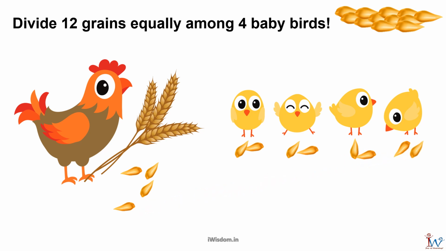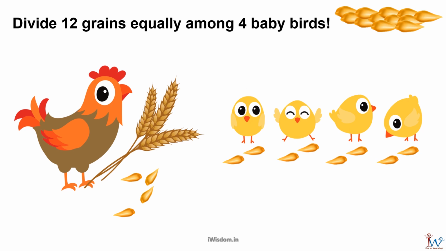There are still 4 more grains left. She puts 1 more grain in each baby's mouth. All the grains are finished. 12 grains have been divided among 4 baby birds. Each baby has got 3 grains.